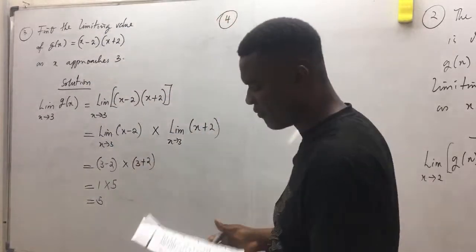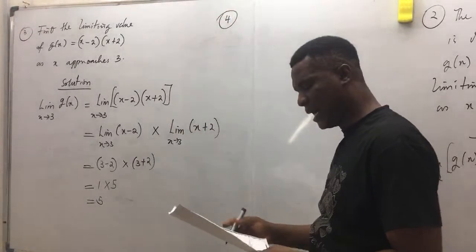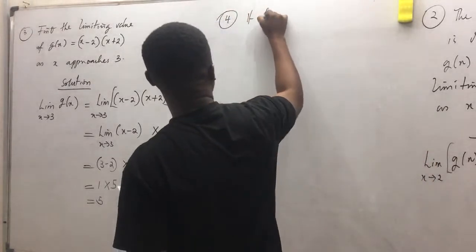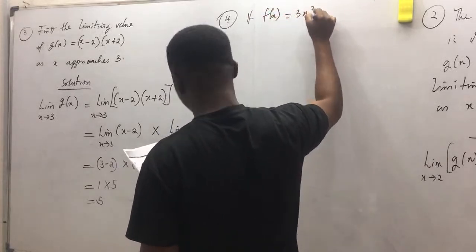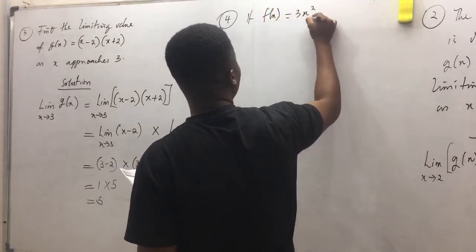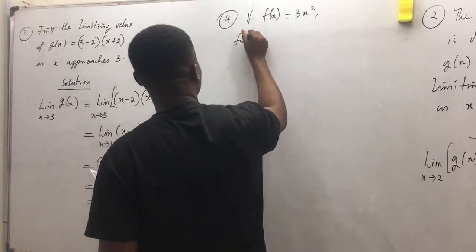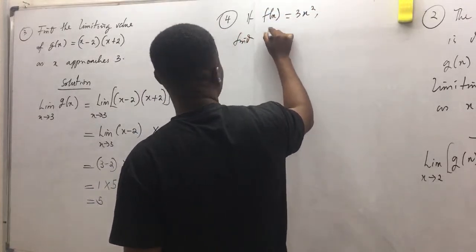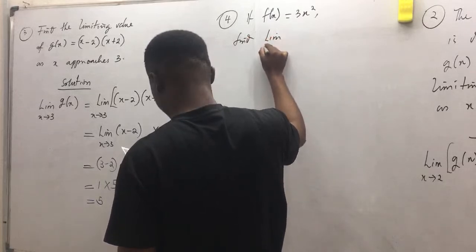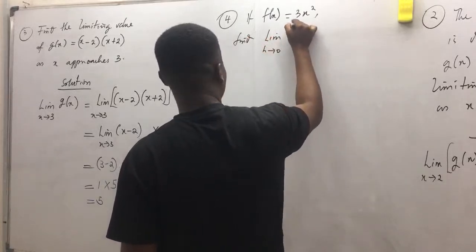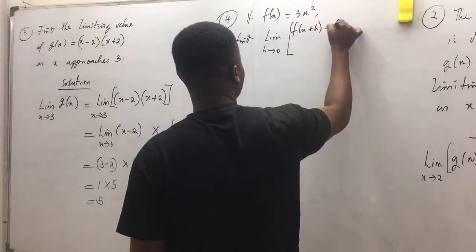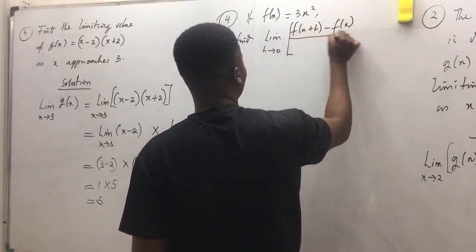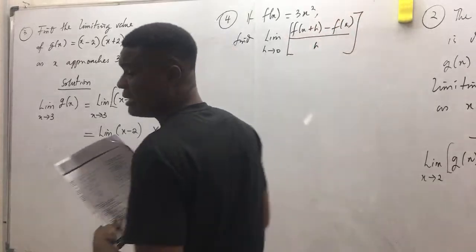For problem number 4, we are told that if f of x is equal to 3x squared, we are asked to find the limit as h tends to 0 of f of x plus h minus f of x, all over h. Now please take note.